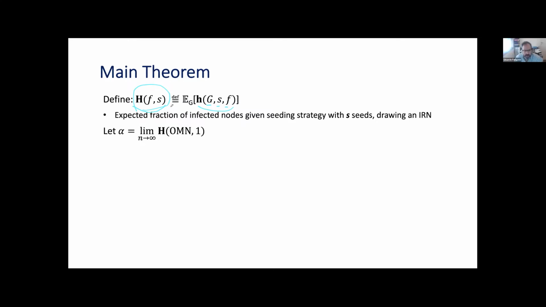Mohammad, can you remind us what H is? I remember H. Yeah, this little h is the expected fraction of informed nodes for a given network.